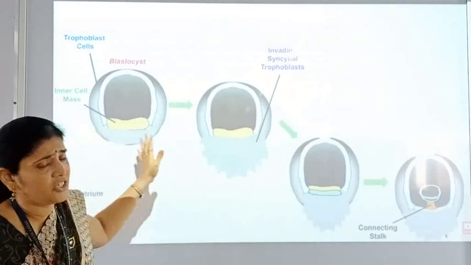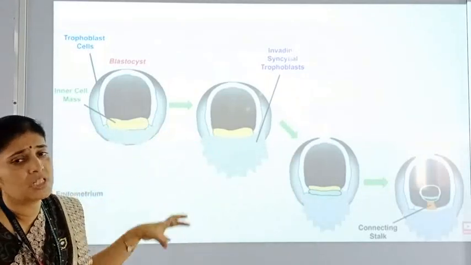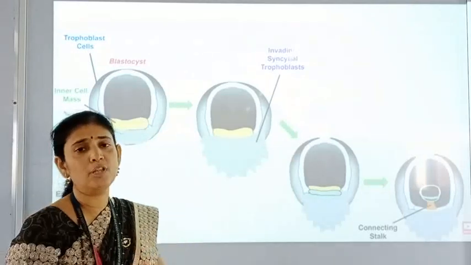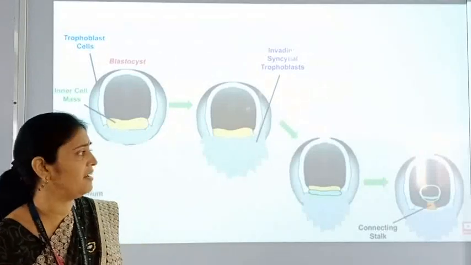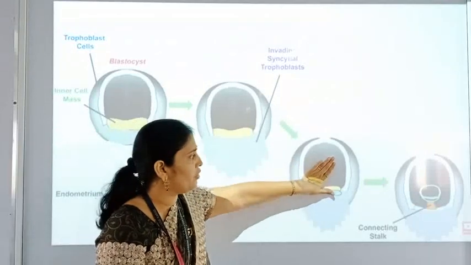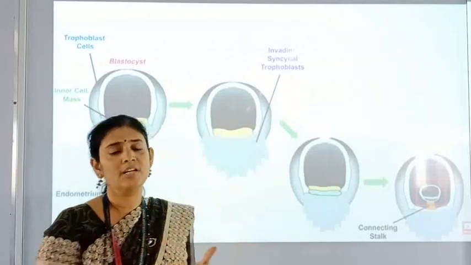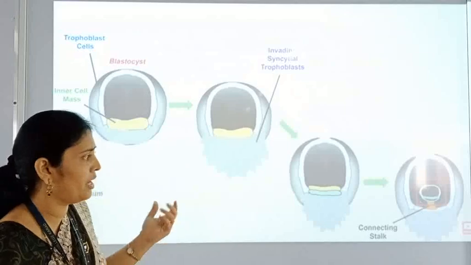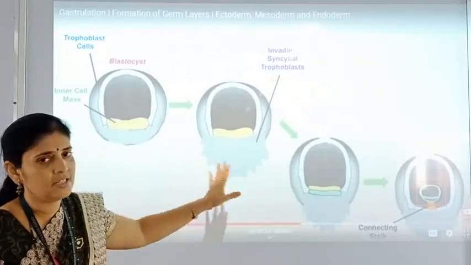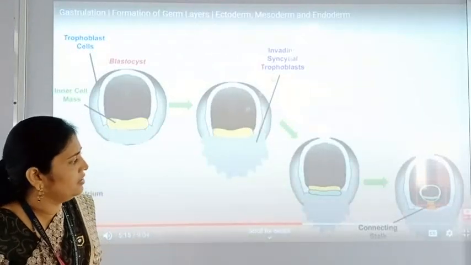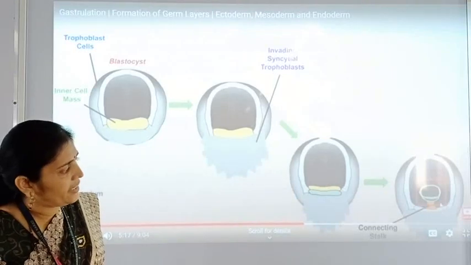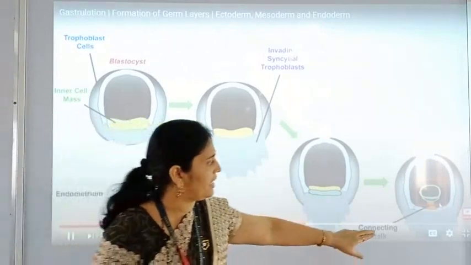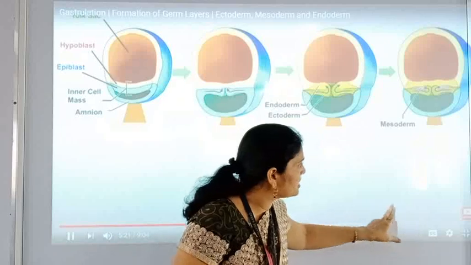So in such a way the implantation process is carried out into the uterus, and side by side the development of this blastula is getting converted into the gastrula. How it is getting converted, that we have to study in this video later on. So this is the connecting stalk, the connecting link between this embryo and this endometrium.